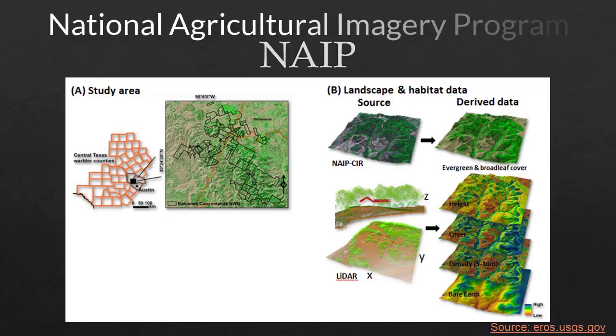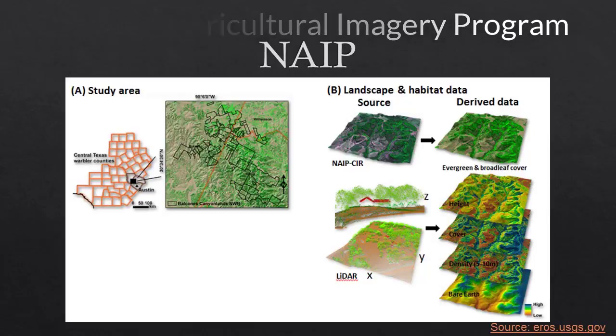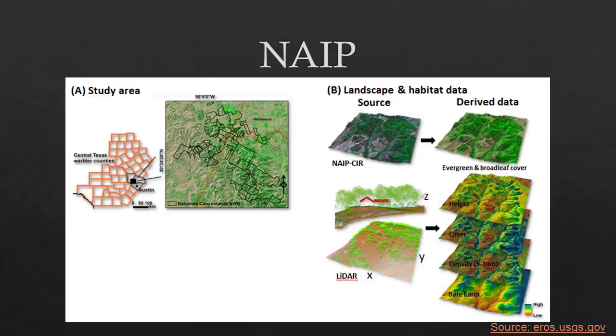The National Agriculture Imagery Program, or NAIP, acquires aerial imagery during the agricultural growing seasons in the continental U.S. A primary goal of the NAIP program is to make digital orthophotography available to governmental agencies and the public within a year of acquisition.